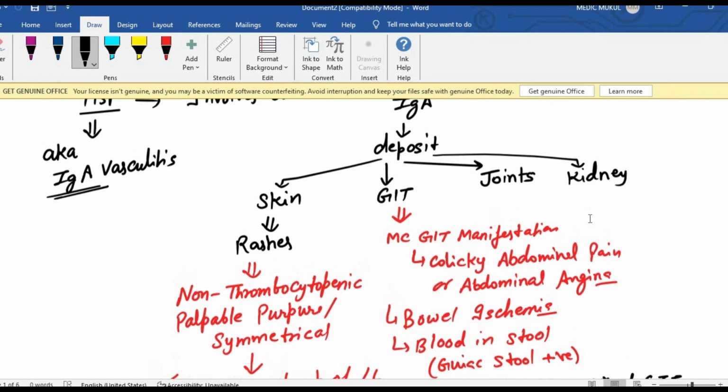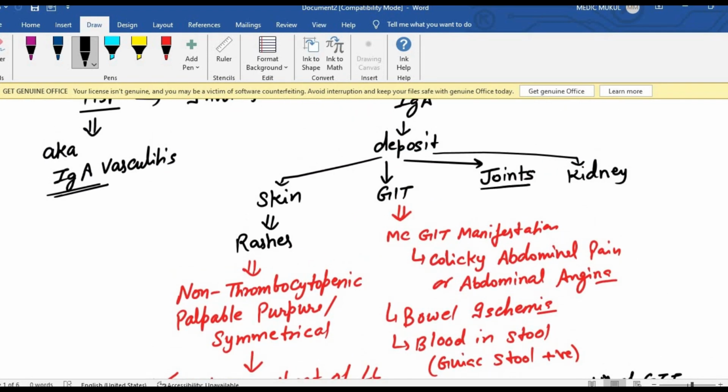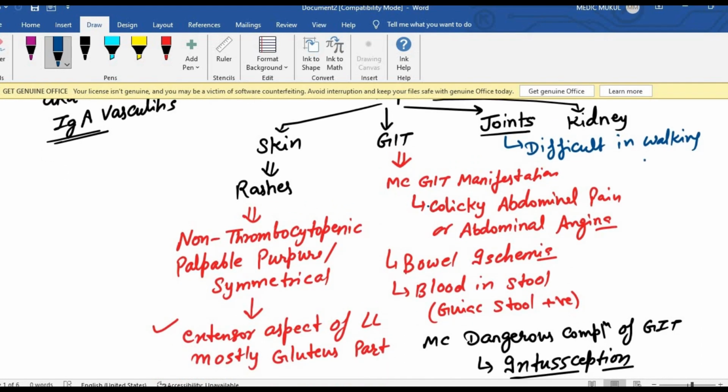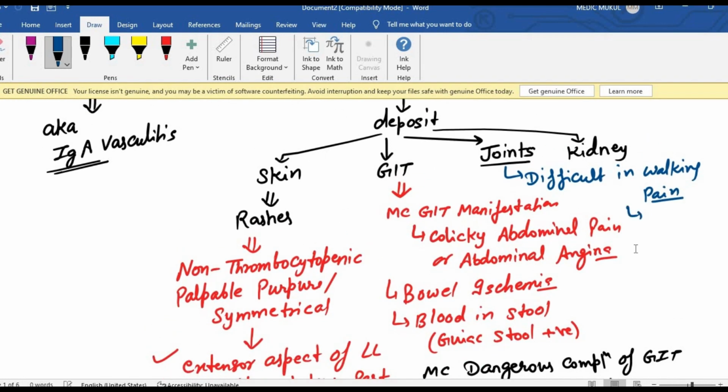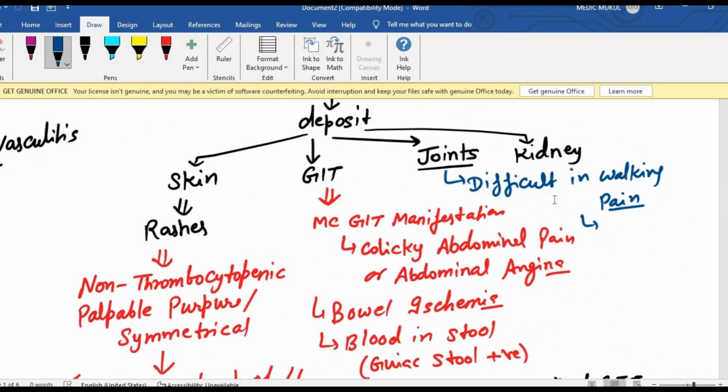Then we have the joints. If this IgA, or immunoglobulin A, deposits in the joints, the person will have difficulty in walking. The person will not be able to walk. We can call this intermittent claudication because there will be pain. Also in the joints we can see arthritis.